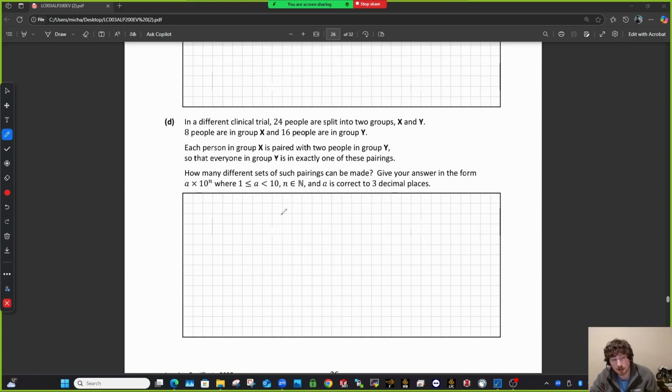So the way we delete out the order here is by saying first person from group X approaches, picks 2 out of Y. That's like 16 choose 2. Okay? First person from group X came up and picked 2 people from group Y. They had 16 to choose from, they picked 2. Great. The next person then approaches from group X. They have just 14 people to pick from and they have to pick 2 of them. So that had to happen and this had to happen.